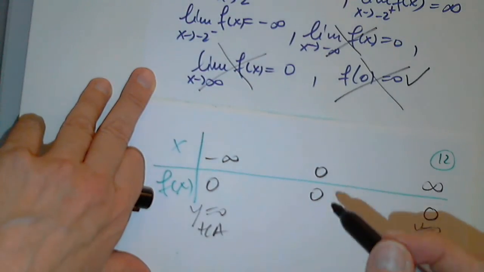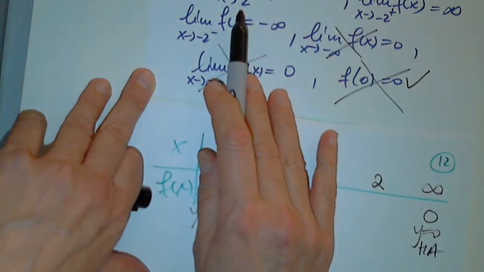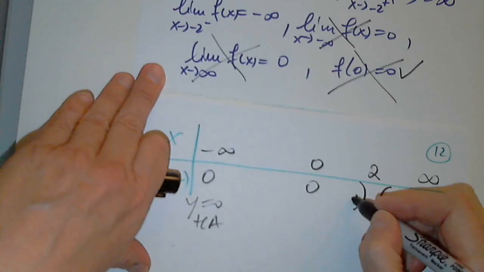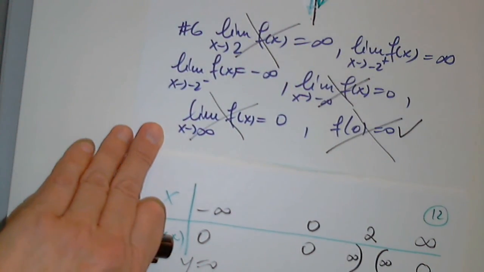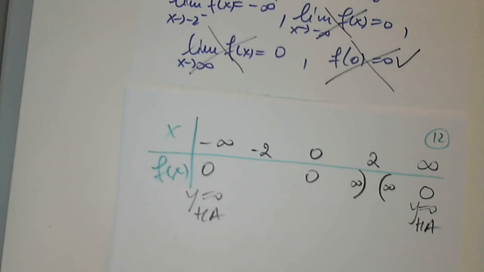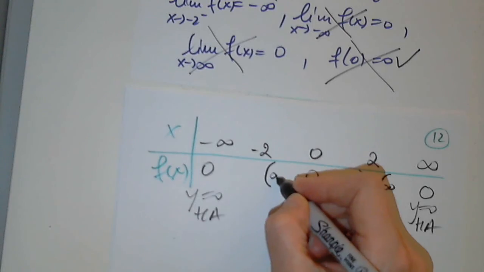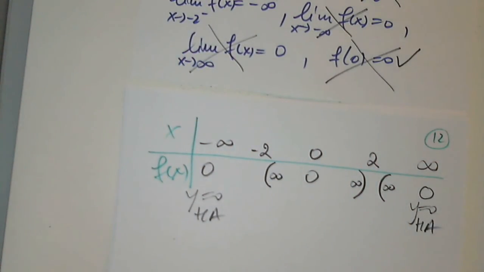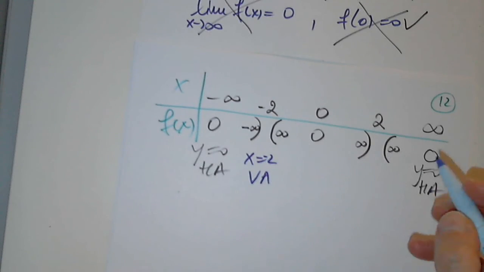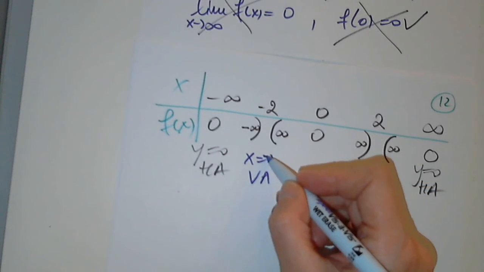Then we know something happens at 2. We are told the limit from either side is infinity. Done. And also something happens at -2: from the right-hand side, infinity. From the left-hand side, negative infinity. Done. So obviously, x equals -2 and x equals 2 are vertical asymptotes.